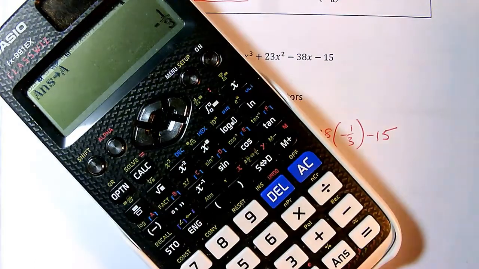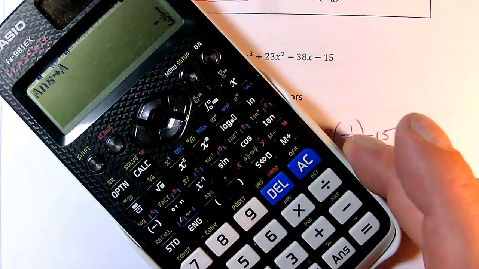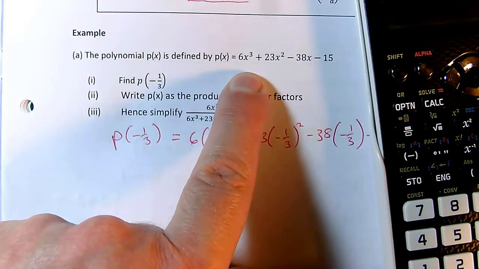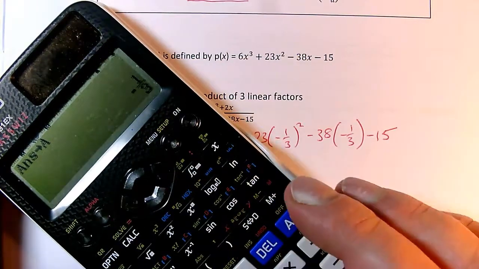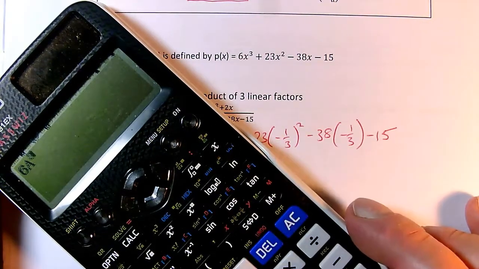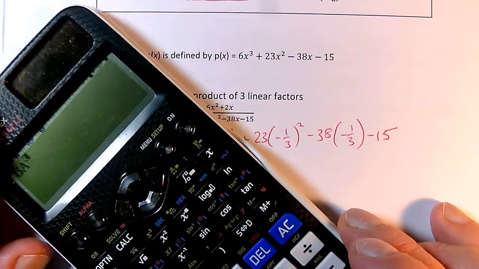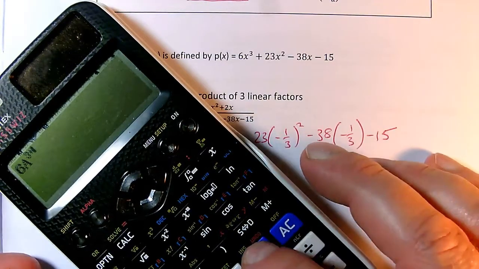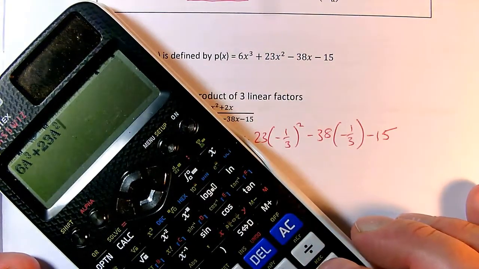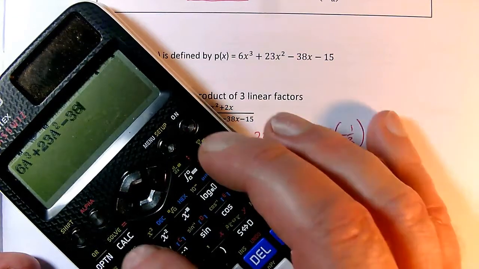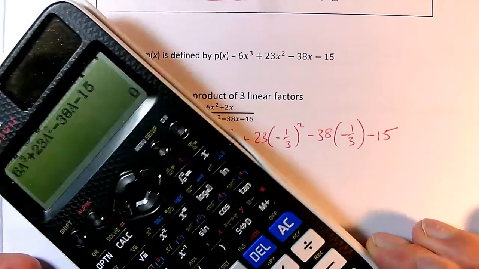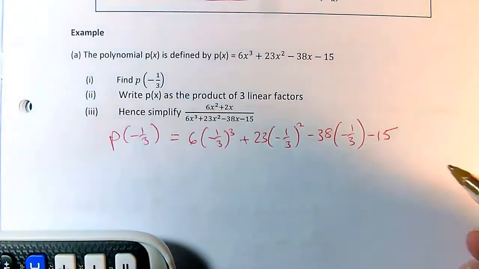So if I do minus 1 divided by 3, and now press store and press the A button, then I've got my minus a third stored, and all I have to do is enter in terms of A: 6a cubed plus 23a squared minus 38a minus 15. So I need to do 6 alpha a cubed, plus 23 alpha a squared, minus 38 alpha a, minus 15, equals, and it's 0. So p of minus a third equals 0.